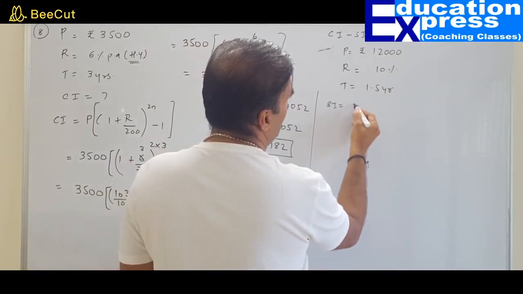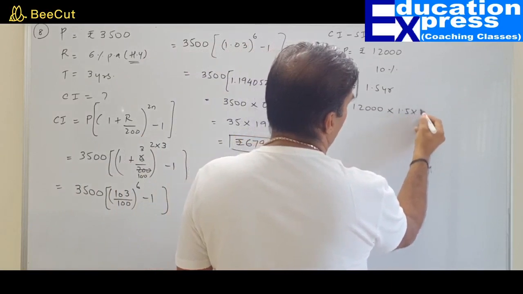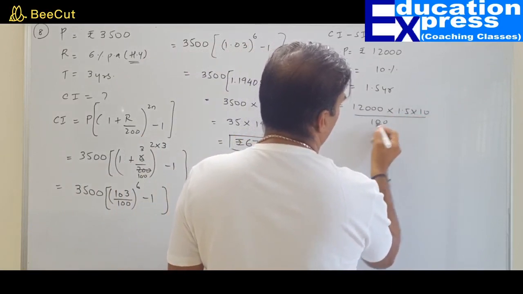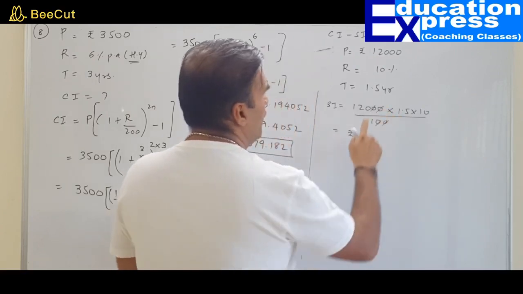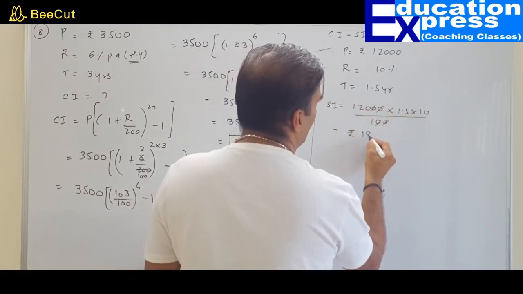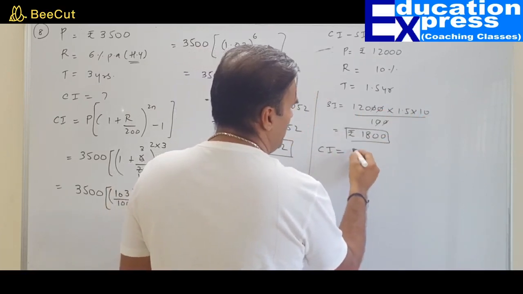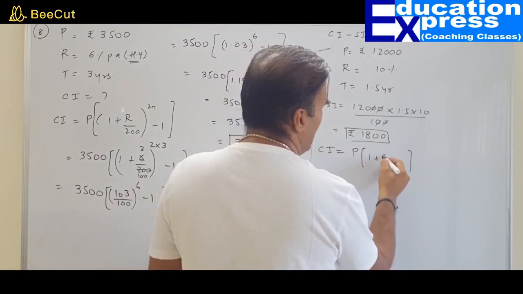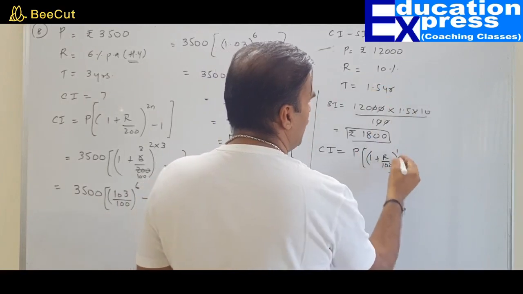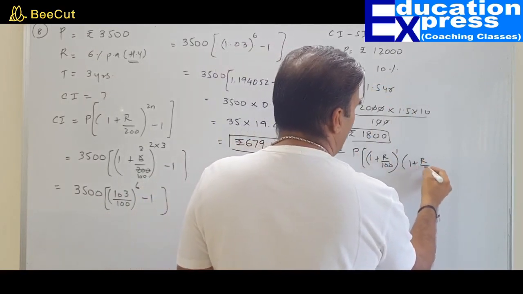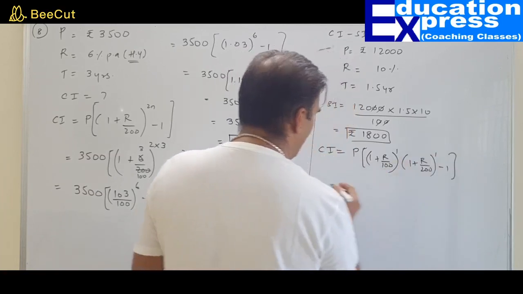Simple interest would be P into T into R upon 100. That gives you 1800 rupees. Can you find compound interest? Yes, sir. P into 1 plus R upon 100. I cannot write 1.5, so I write 1, then I write 1 plus R upon 200. This is for 1 year, this is for 6 months, minus 1.